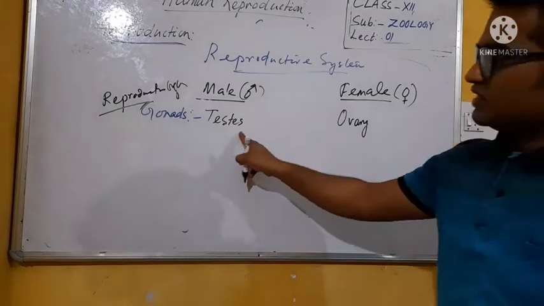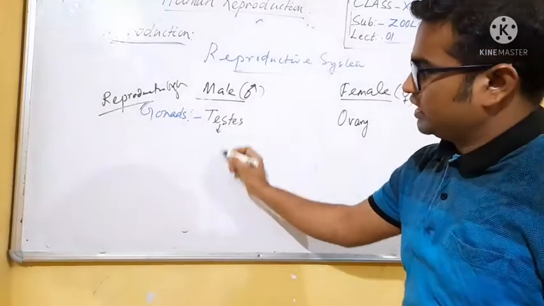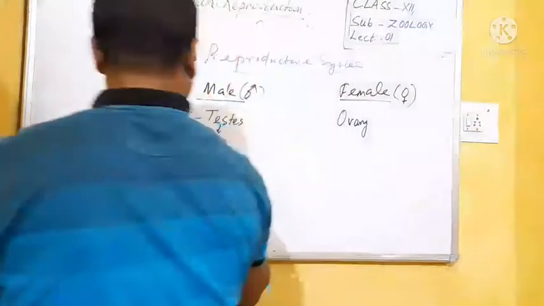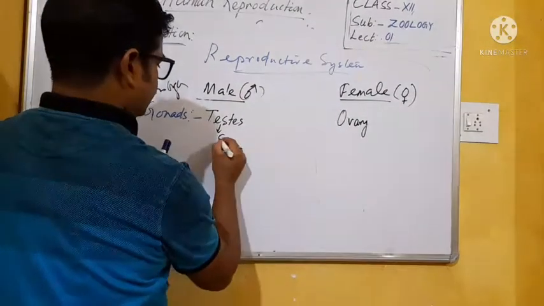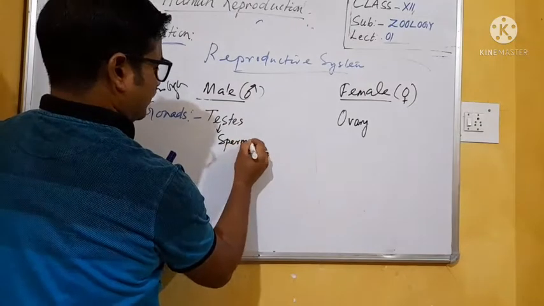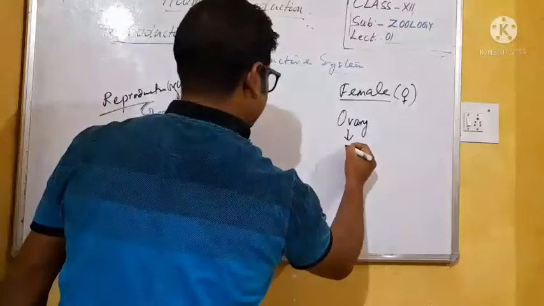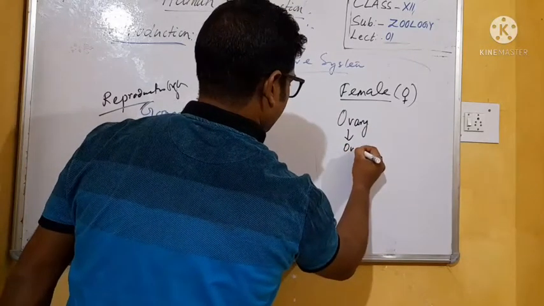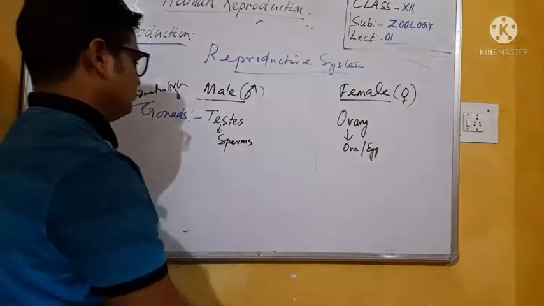Students, testes create some cells, that is sex cells, sperms, that is known as sperms. While ovary also produce some sex cells, that is known as ova or egg. These are the sex cells.